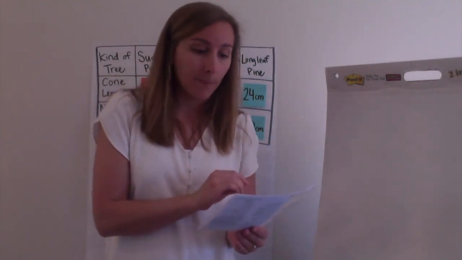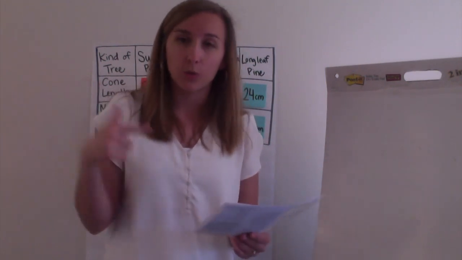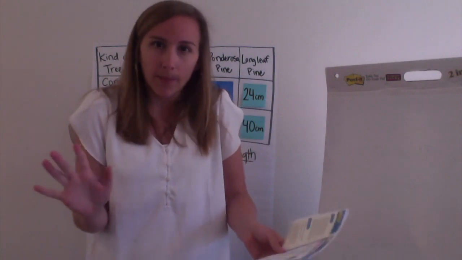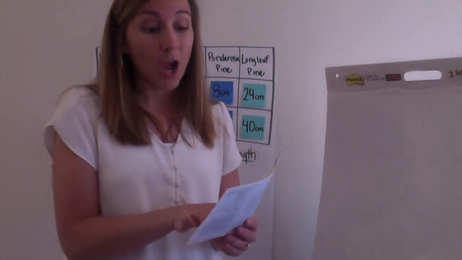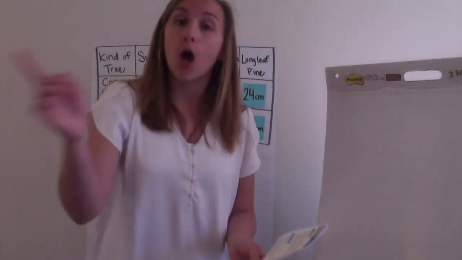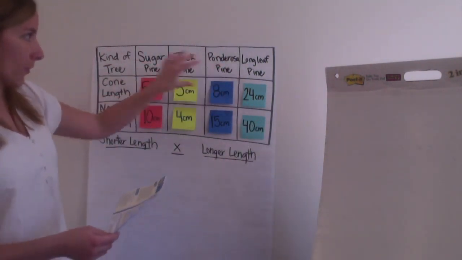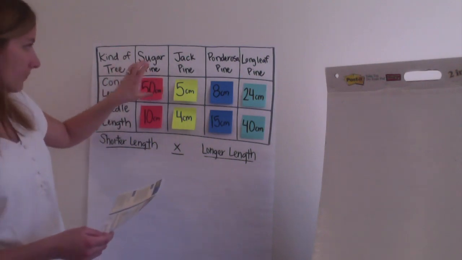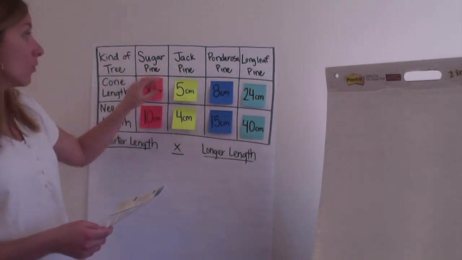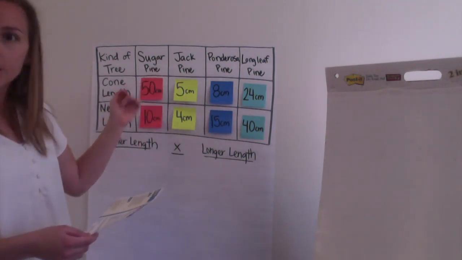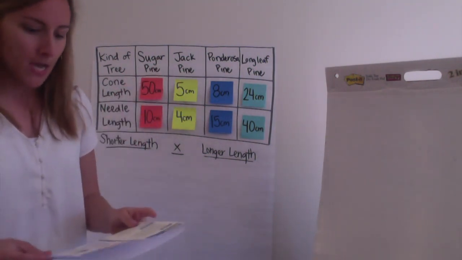The next rule, the longer length cannot be more than 5 times the shorter length, which we'll talk about here in just a minute. And then this last little bit might be a little tricky. It says cones or needles can be paired with other cones and needles. So you don't have to match cone length with cone length. It could be a cone length with a needle or a cone. You can match any of these numbers. That's why I did these on Post-it notes so we can move them around and talk about them.